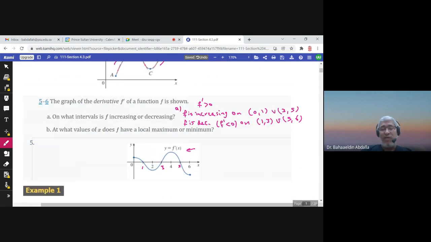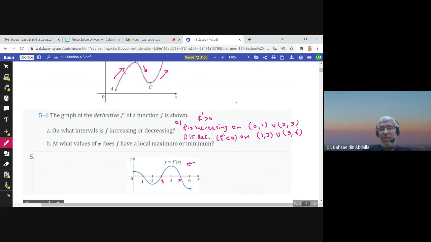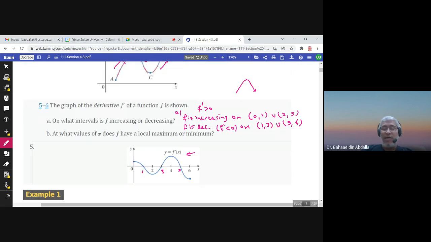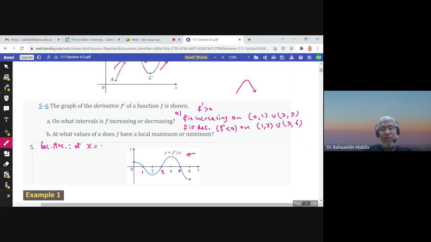Let us discuss what happens at 1. At 1, the function was increasing, and then from 1 to 3 it is decreasing. So the function was increasing, then decreasing, so at 1 we have a local maximum. Local maximum at x equals 1. This is the answer of part B. Notice that f prime is 0 at 1.